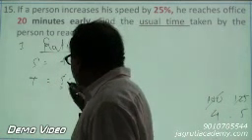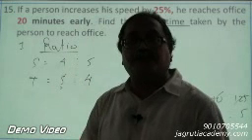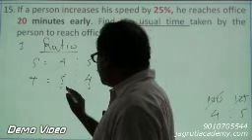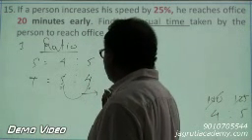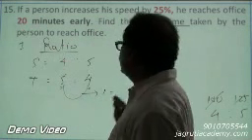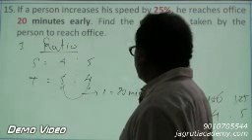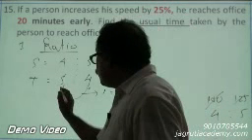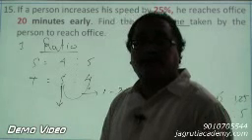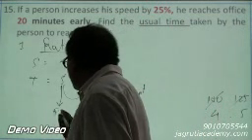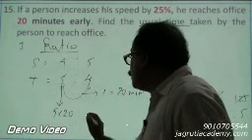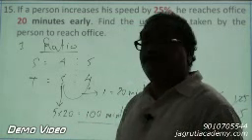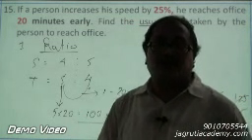That means the usual time was 5 parts. Now the new time is 4 parts. How many parts reduced from here to here? 1 part reduced. And how much time reduced? 20 minutes. That means 1 part is equal to 20 minutes. Then 5 parts is how many minutes? That is 20 into 5, which is 100 minutes. This is your answer. Previously also we got the same answer.